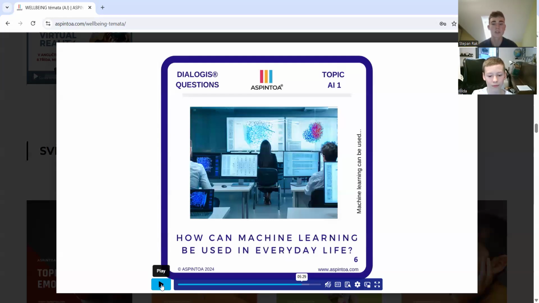And how can machine learning be used in everyday life? Machine learning can be used, like, the machine can understand the thing what humans can be doing and just repeat repeatedly, just do the same thing.